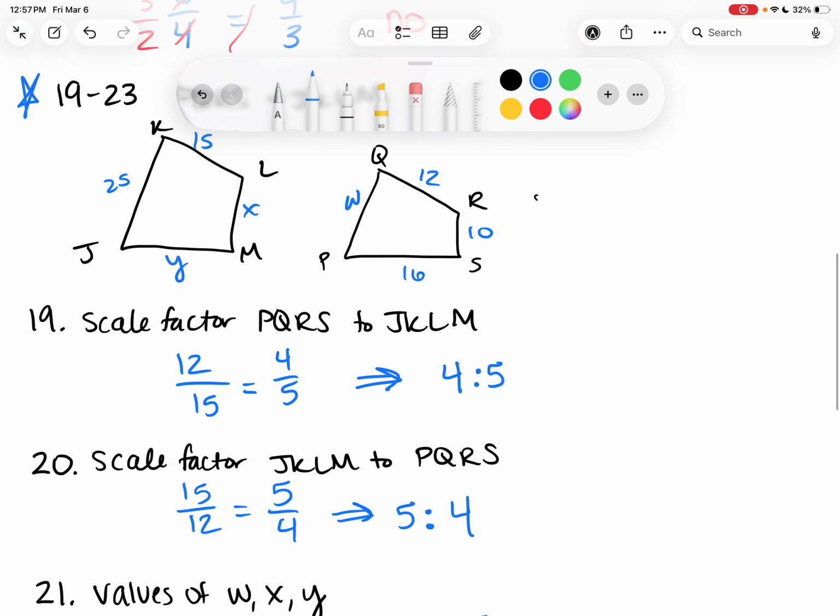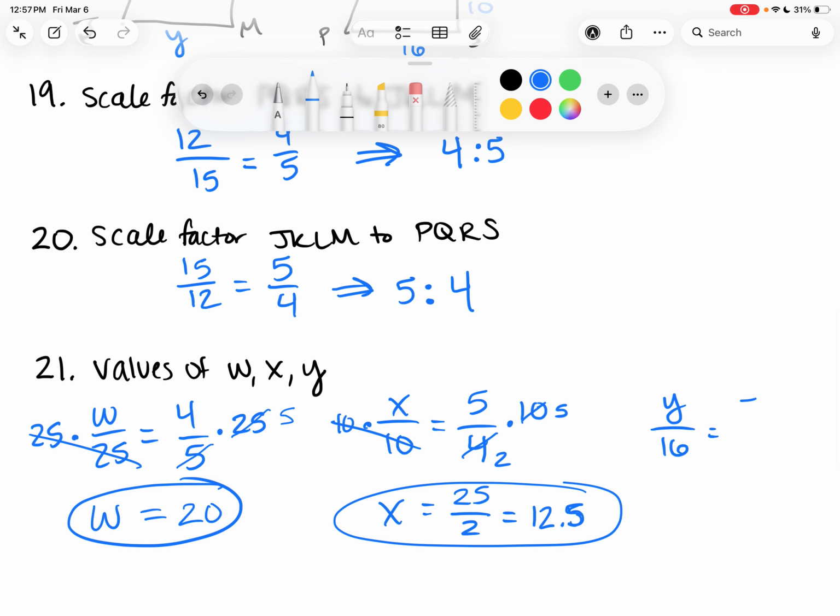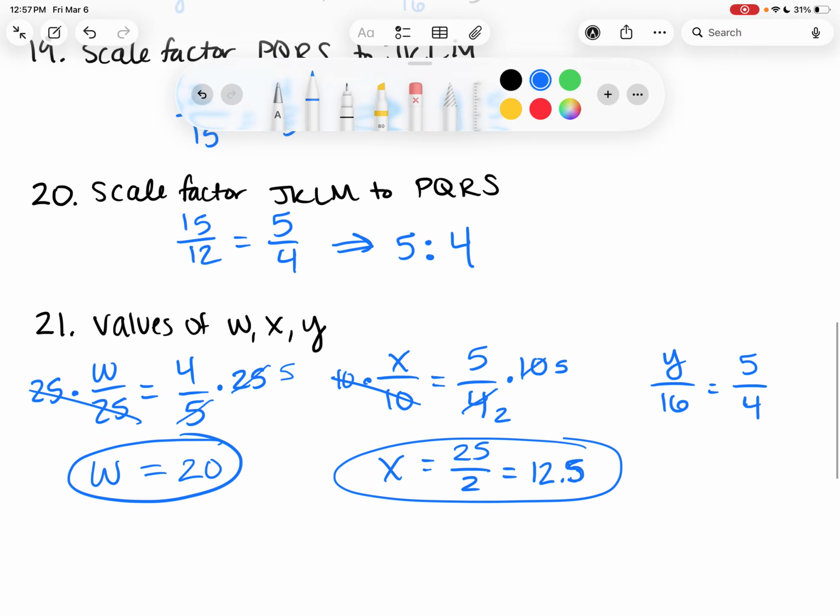How would I set that one up? Same way you did X. Y over 16 is equal to 5/4. Yep. So X and Y came off the same one, so I'm using the same thing here. I just have Y over 16, obviously, instead of X over 10. Multiply by 16. 4 goes into 16 4 times. 5 times 4 is 20, so Y is equal to 20.